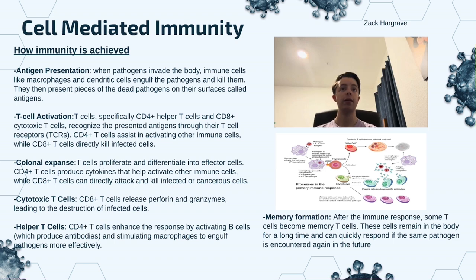Then, T cells, specifically CD4+ helper T cells and CD8+ cytotoxic T cells, recognize the antigens through their receptors. The CD4+ T cells play a crucial role in activating other immune cells, while the CD8+ T cells are tasked with directly killing infected cells. Once activated, T cells undergo proliferation, rapidly multiplying to create many identical cells. At this time, they also differentiate into effector cells that carry out specific functions.